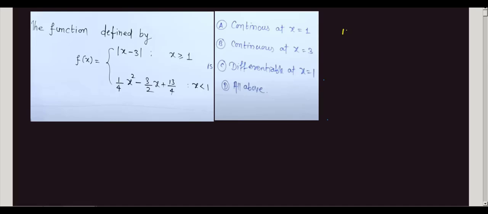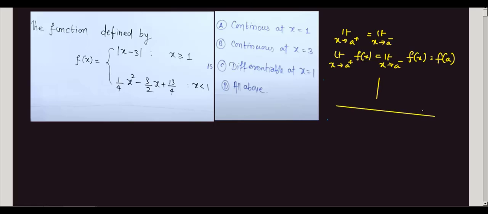So for continuity, limit x tends to a plus f of x equal to limit x tends to a minus f of x equal to f of a. If limit x tends to a plus f of x equals limit x tends to a minus f of x equals f of a, then it is a continuous function. Okay? So a plus and a minus. Suppose this is some point a. A plus means a value greater than a, a minus means a value less than a. So a plus means going to the right side, a minus means going to the left side.